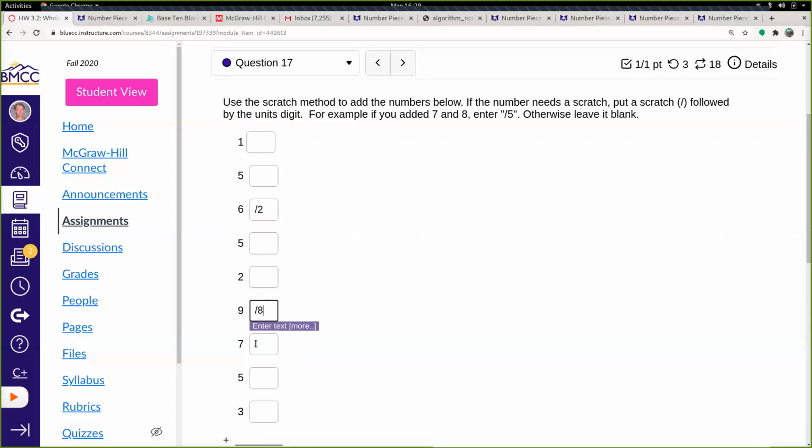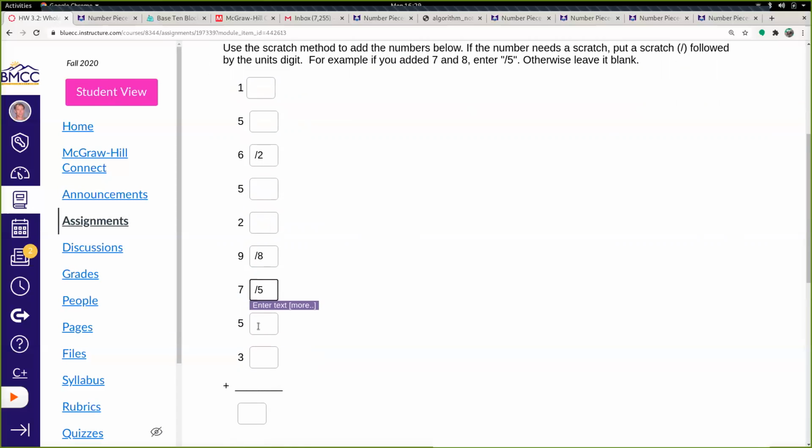8 and 7 is 15, scratch 5. 5 and 5 is 10, scratch 0. 0 and 3 is 3, just write the 3 below, and then count your scratches above. So this would be 4 scratches and then 3.